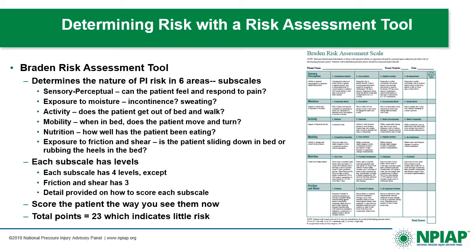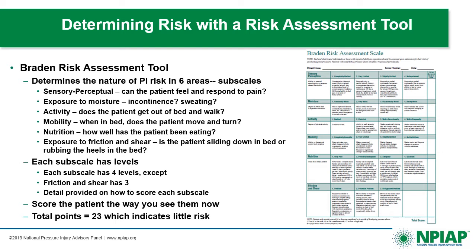One is the sensory perceptual scale. So can the patient feel and respond to pain? How exposed are they to moisture? How active? How mobile? How well nourished? And whether they're exposed to friction or shear. We're going to dig into these subscales in a little bit, so I don't want to spend the time now doing it, except to tell you that, as you can see on the figure in the slide, every scale has 1 to 4 points except friction and shear, which has 3. That makes the total number of points 23.